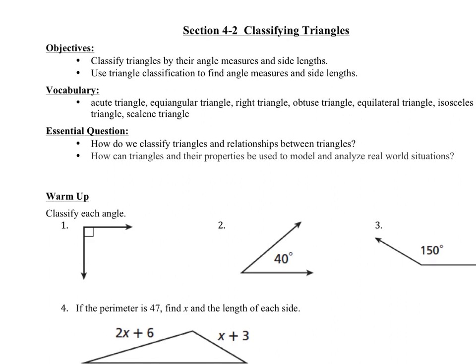Our objectives are to classify triangles by their angle measures and side lengths, and use triangle classification to find angle measures and side lengths. For vocabulary, we have acute triangle, equiangular triangle, right triangle, obtuse triangle, equilateral triangle, isosceles triangle, and scalene triangle. Obviously, we're going to be working with triangles, and we need to pay attention to the details.